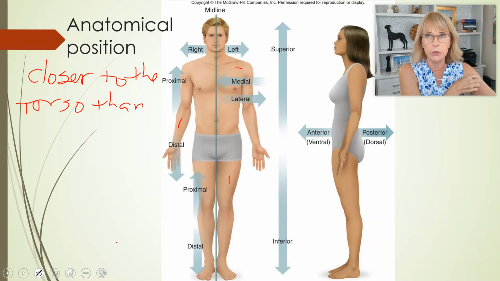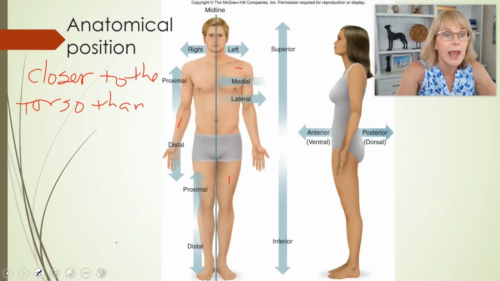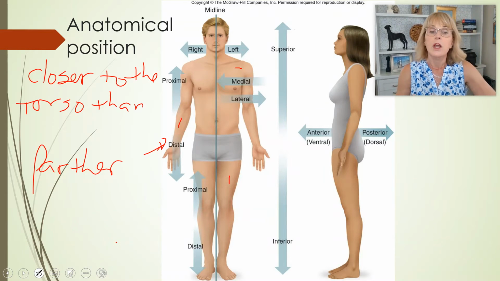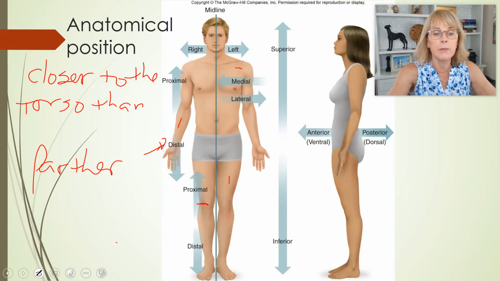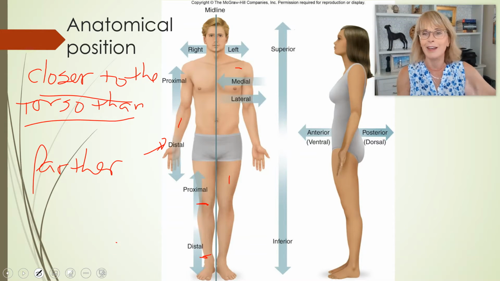The word proximal really means closer. But here in AP 120, we really just use it to describe arms and legs. When you get to 150, you use it for more things. And distal is farther from the torso than. So the knee compared to the ankle: is the knee closer to the torso than the ankle, or is the knee farther from the torso than the ankle?